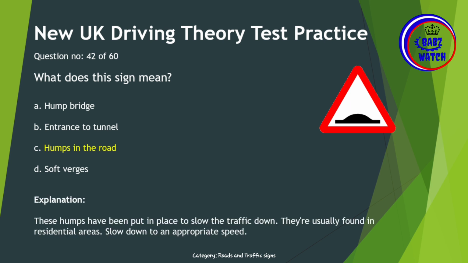Humps in the road. Explanation. These humps have been put in place to slow the traffic down. They're usually found in residential areas. Slow down to an appropriate speed.